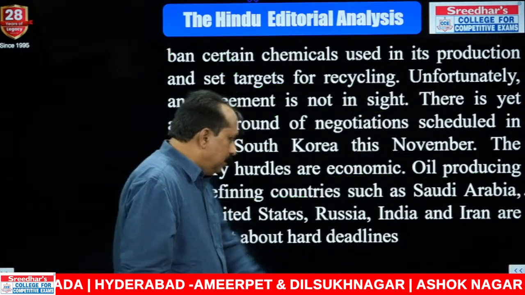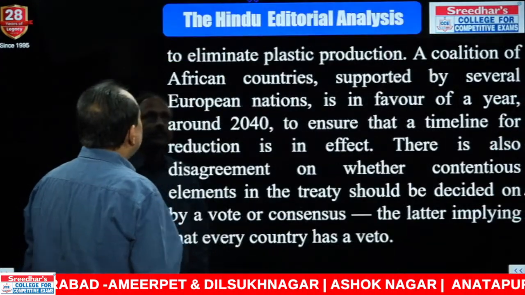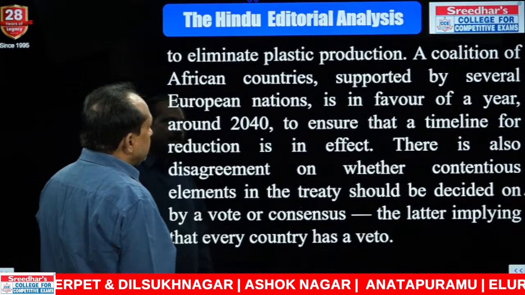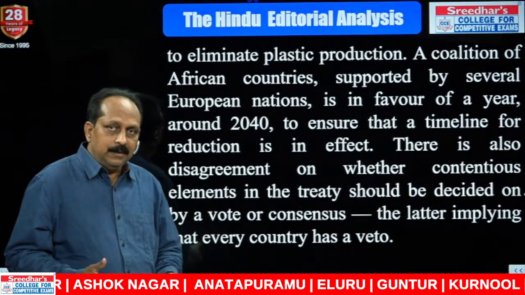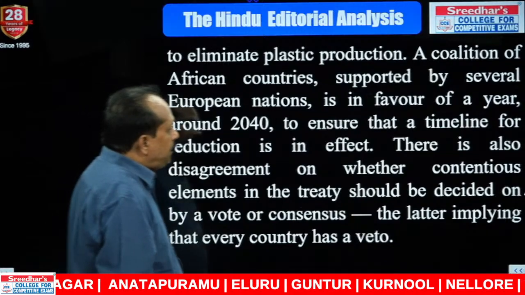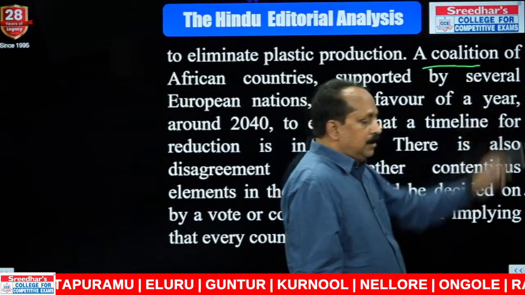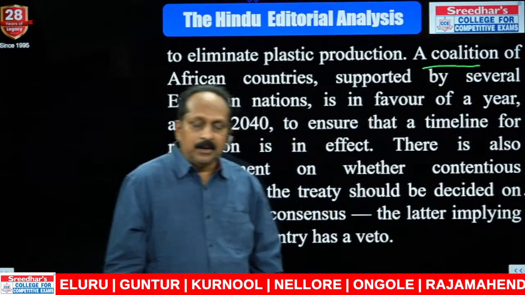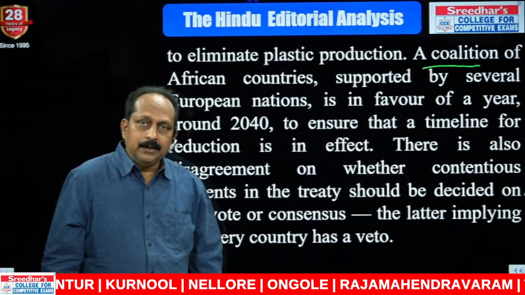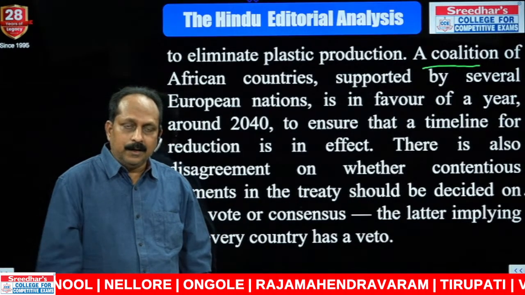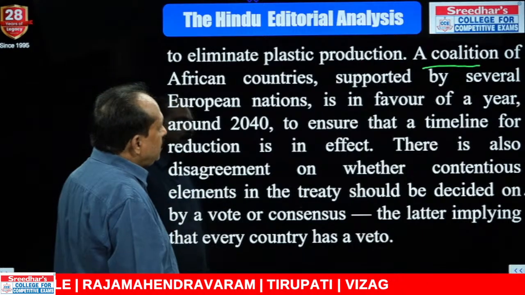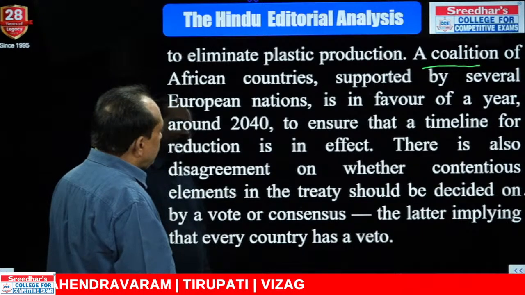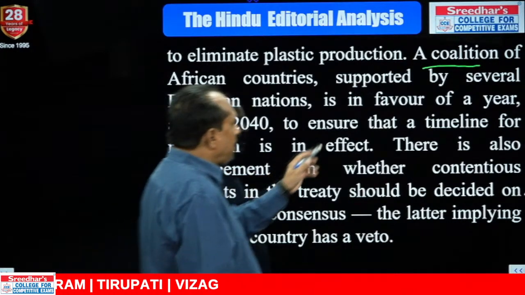Reluctant, unwilling, hard deadlines to eliminate plastic production. This is opposition. But supporting that, in a way, a coalition. Coalition means many parties or groups come together and work for a common cause. Coalition government, usually it goes with politics. You all know that. But here, a coalition of African countries supported by several European nations is in favor of a year.